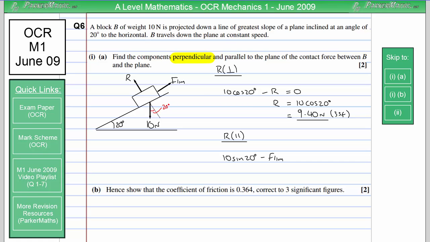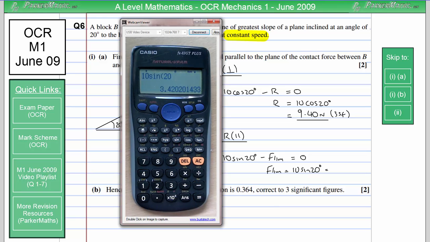It says the block is going down the slope at constant speed, and that means that the acceleration is 0, so we can say 10 sine 20 minus F lim equals 0. That means F lim will be 10 sine 20 degrees, which gives us 3.42 to 3 significant figures.